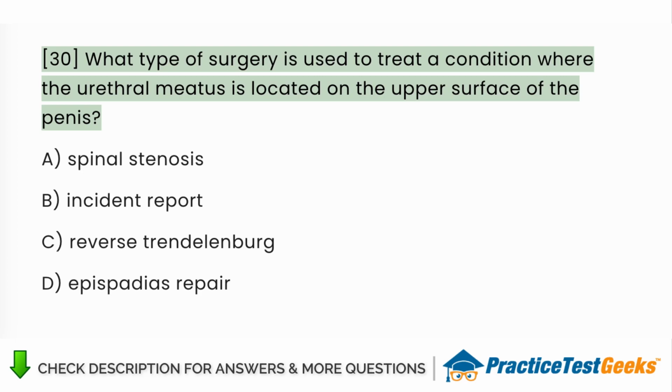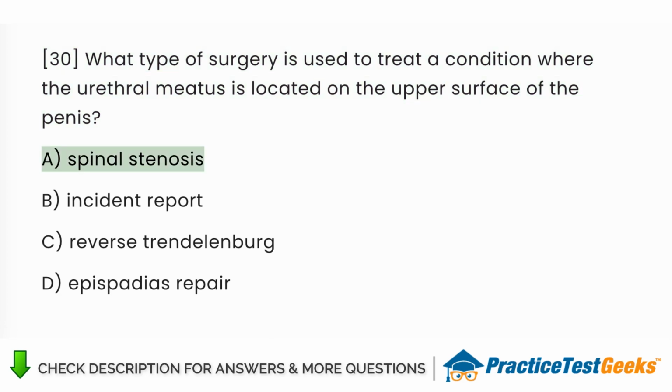What type of surgery is used to treat a condition where the urethral meatus is located on the upper surface of the penis? A. Spinal stenosis. B. Incident report. C. Reverse Trendelenburg. D. Epispadias repair.